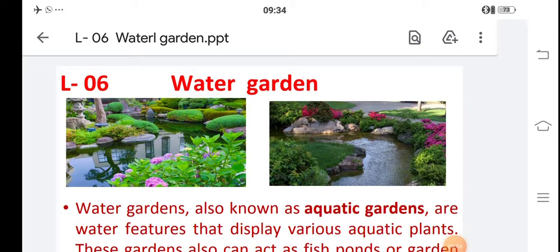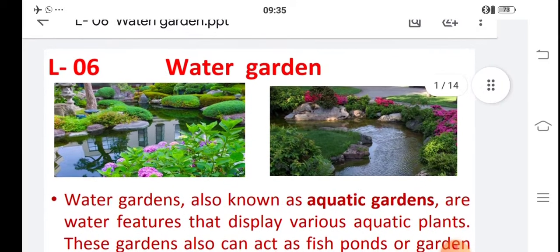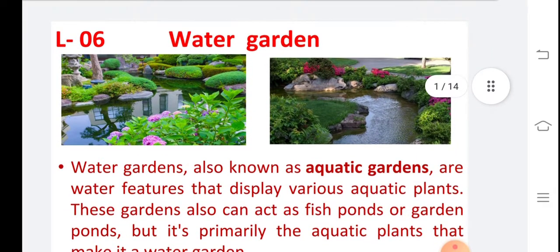So we have started the paper, Fourth Industrial Botany, and we have started gardening and landscaping. Up till now, I have taken 5 lectures. So here, this is lecture number 6 about the water garden. Here you are observing a good photograph of this water garden.